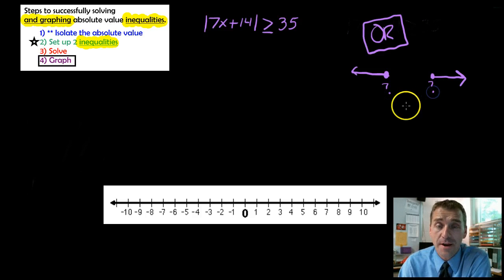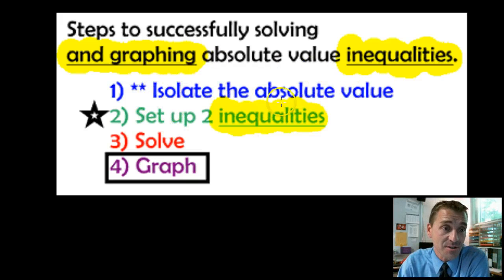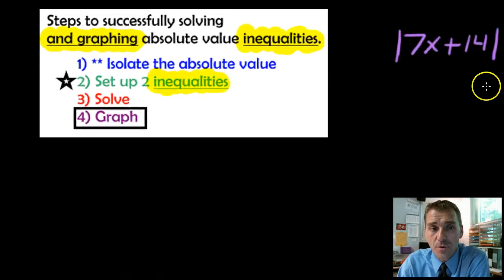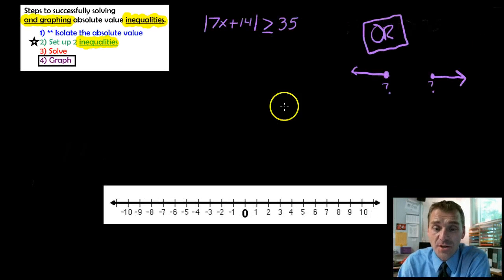That's it. So now here's your steps. As you notice, we're going to isolate the absolute value. And yes, this stuff right here needs to go in your notes along with all these examples I'm doing. But isolate the absolute value. It's already done. Most times it will be. Step number 2 looks very similar to absolute value equations. We're going to set up 2 inequalities. And here's how we're going to do it. Just like we did in this last one. I'll show you exactly how it works.